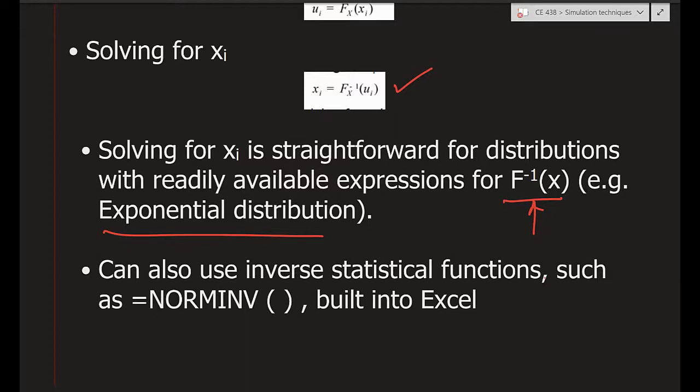So this can be done using a computer program, and almost all computer languages have a function that, for a given value, gives you the inverse value. For example, in Excel we have the NORM.INV function that will give you, for a given random number ui, the corresponding xi value. So use this, and we can also have the same kind of function in MATLAB and other languages.